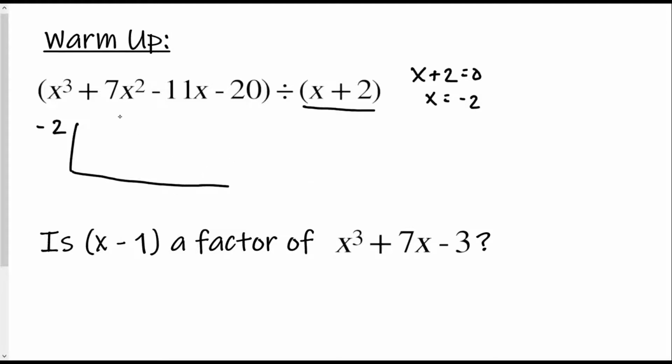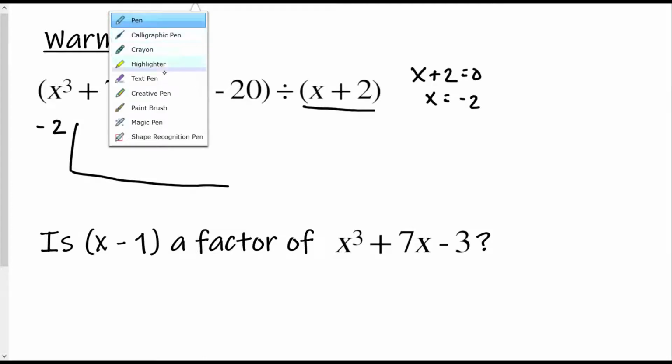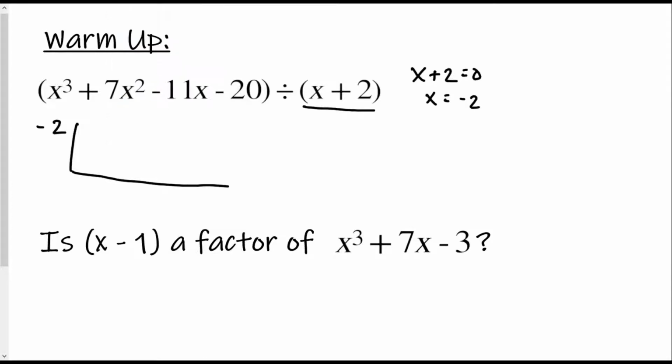Then I can plug in all of the coefficients, because when I examine each one of the exponents, I see that it goes 3, 2, 1, none, so it's in standard form, so we should be good to go. So those coefficients are 1, 7, negative 11, and negative 20. Going through and doing synthetic division, I'm going to copy down that first term, then multiply negative 2 by 1 to get negative 2, add that to 7, and I get 5.